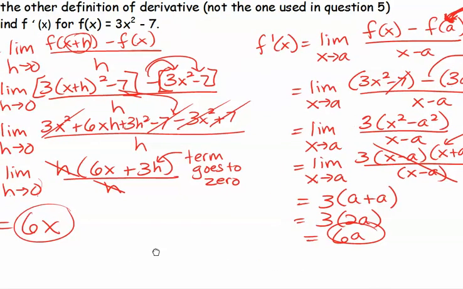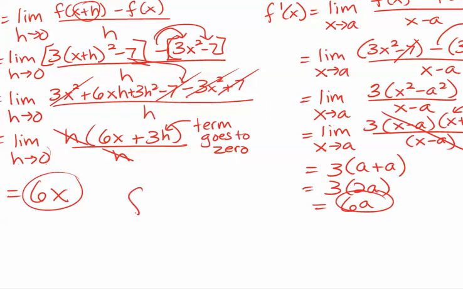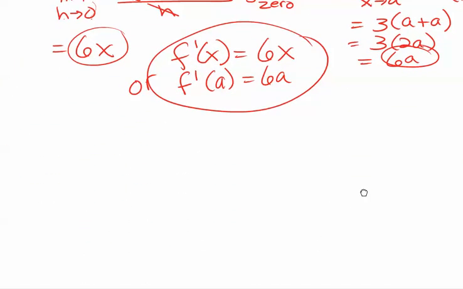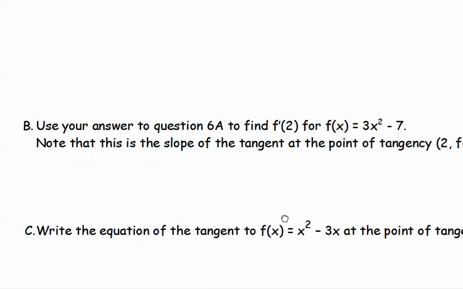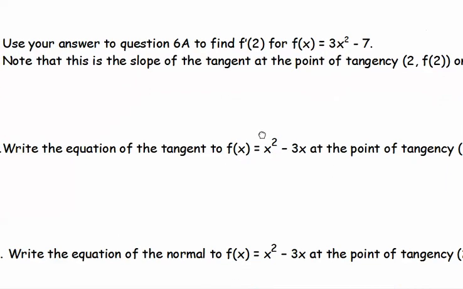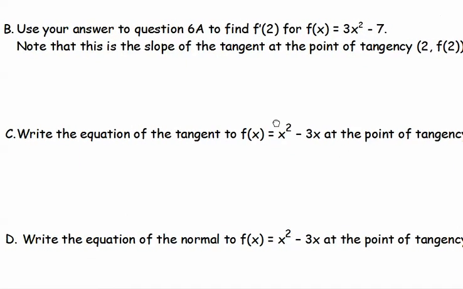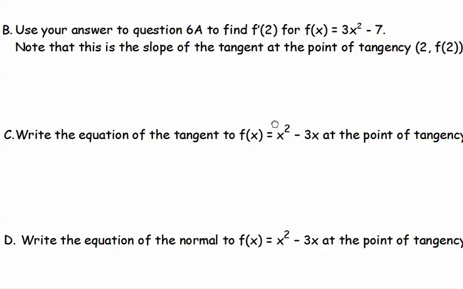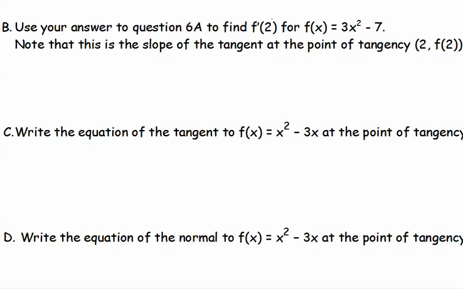So aren't those algebraically equivalent? So we can say f prime of x is equal to 6x, or would it matter if you said f prime of a is equal to 6a? Of course, those would be equivalent answers. All right, so let's use that formula. And now we want to find the derivative at the point where x is equal to 2.